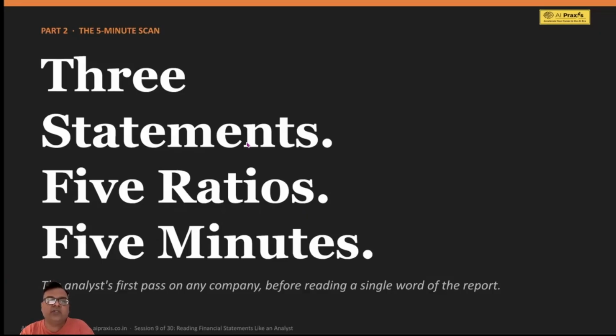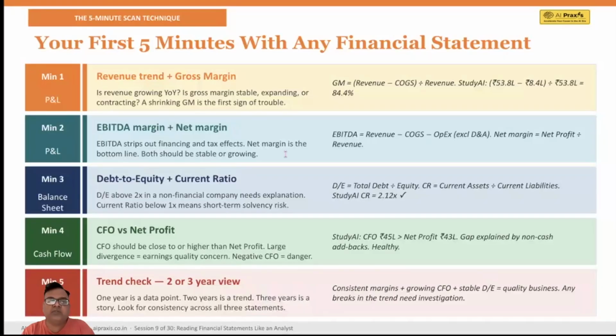Okay. So let's quickly move to this one. We'll start with the first one, that is revenue trend, and let's understand the gross margin from the P&L. Right. What was the first question? Is revenue growing year on year or not? That's the question. The second was, what is happening to the gross margin, right? Is it stable, expanding, or contracting?